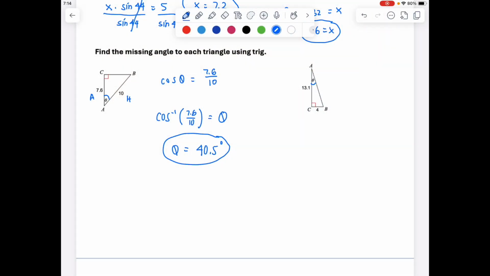On our next one, we have the following angle again, theta. We know that 4 is opposite, 13.1 is adjacent. So opposite and adjacent is the tangent function. So the tangent of theta is 4 over 13.1. We're now going to do the inverse of tangent, which means our fraction goes inside our function, and that's going to equal our angle. Again, type this into our calculator, and we're going to get that theta is equal to 17 degrees.